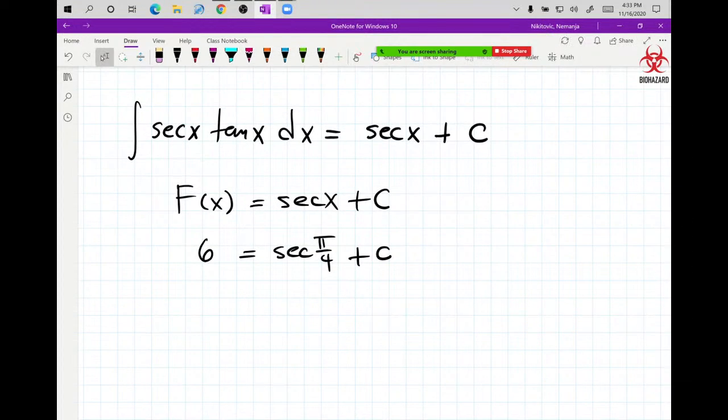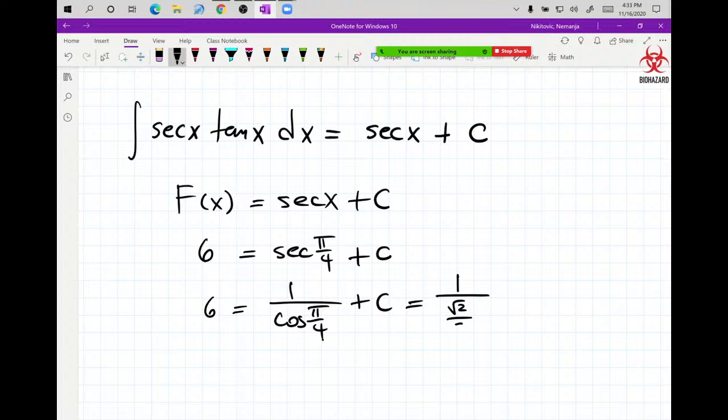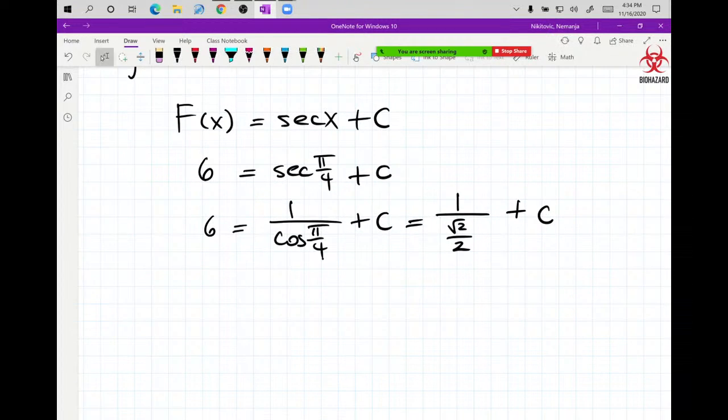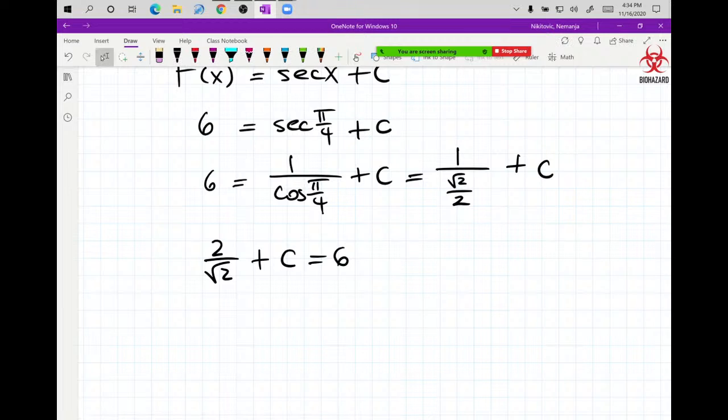Now secant is 1 over cosine because we want to compute this mess. So 6 is equal to 1 over cosine of pi over 4. That's the value we know without a calculator, right? So that's 1 over root 2 over 2 plus c. Now, this becomes 2 over root 2 when you deal with your double fraction. And you rationalize this, right, times root 2 over root 2, to get just root 2.